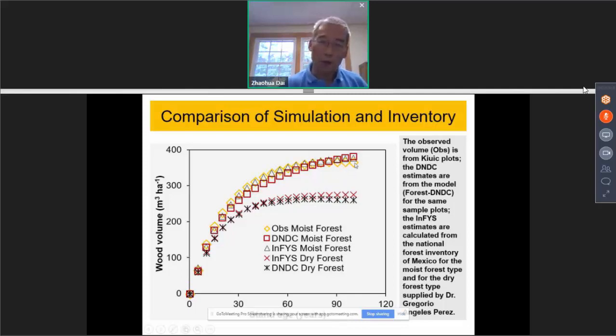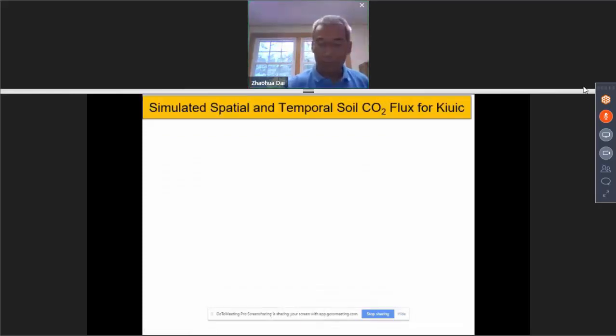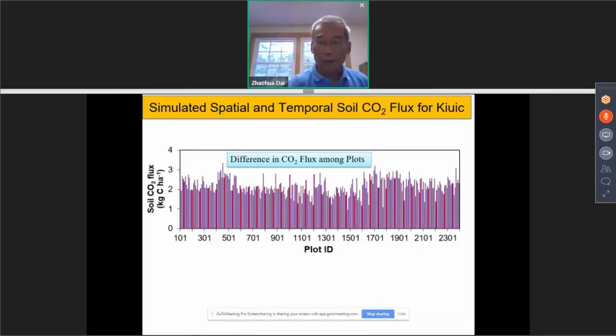And here for the moist forest, the simulation seems a little higher than observed.